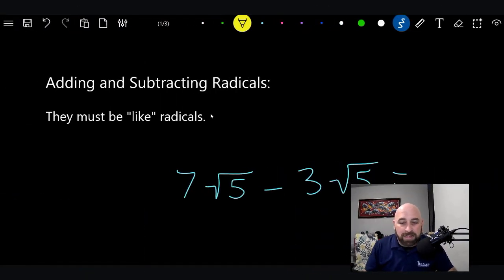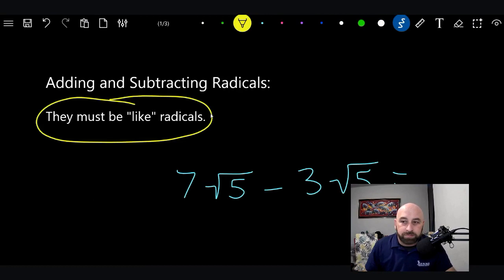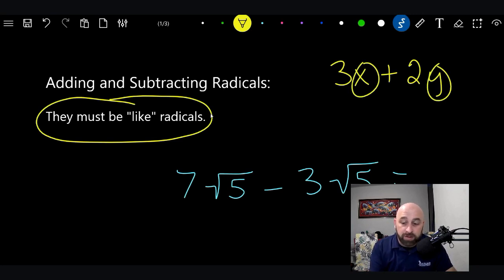First of all, it uses the term, and we've heard this before, like radicals. Now, we've heard it with like terms, right? So, for instance, we cannot add 3x plus 2y. Those things don't add up. Why not? Because they're not like terms. The x and the y are different. We can't add them together.